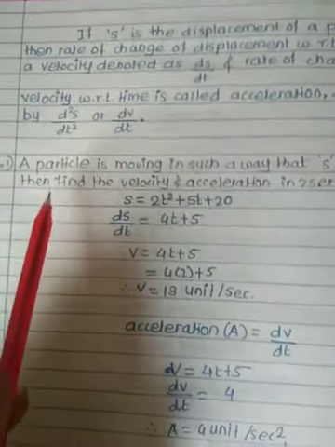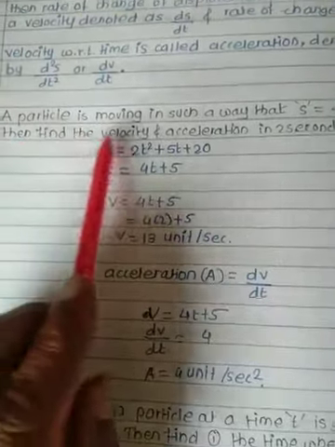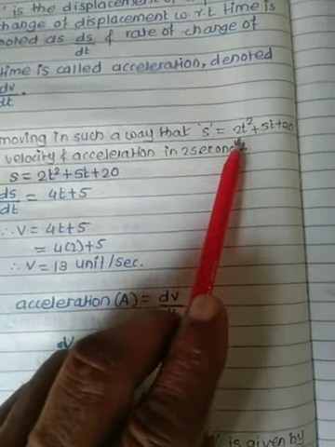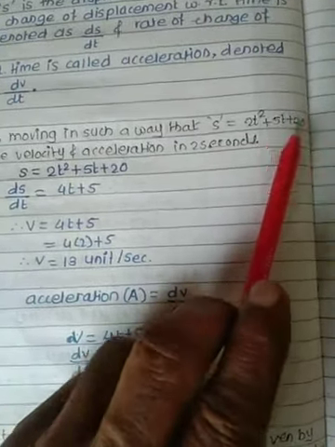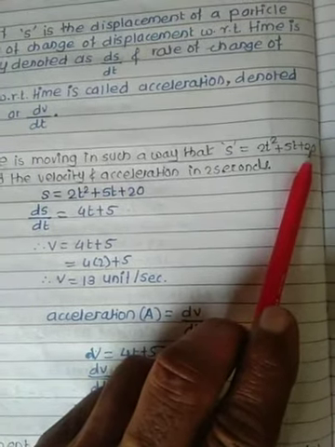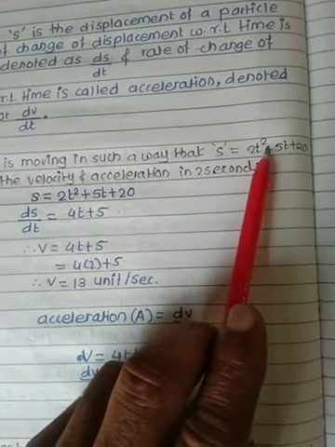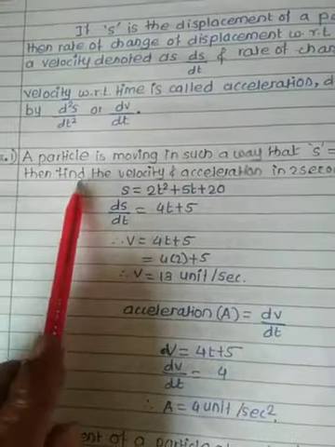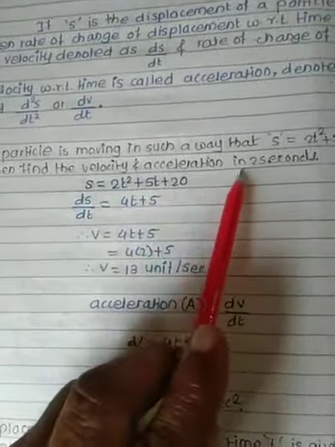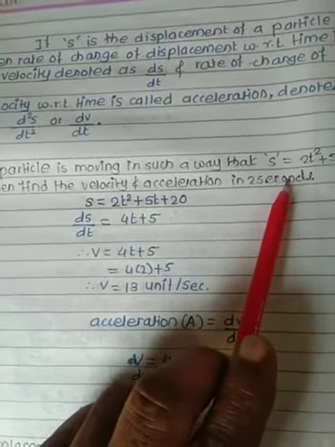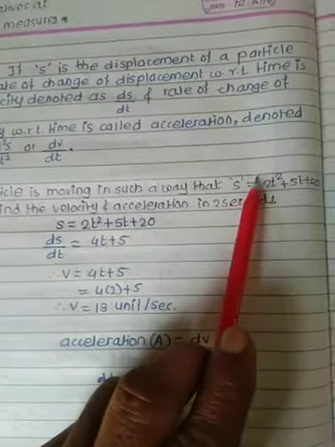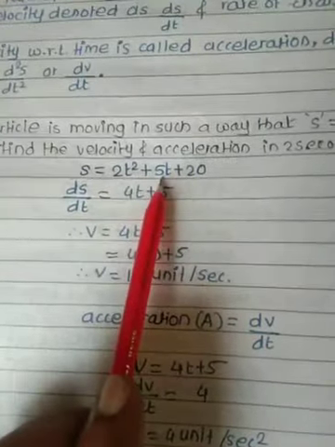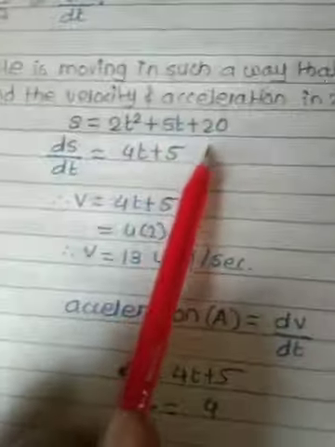Now we will see the example in this way. A particle is moving in such a way that s is equal to 2t square plus 5t plus 20, which is the equation of the displacement, the function of displacement. Then find the velocity and acceleration at 2 seconds. The function of displacement is given as s is equal to 2t square plus 5t plus 20.